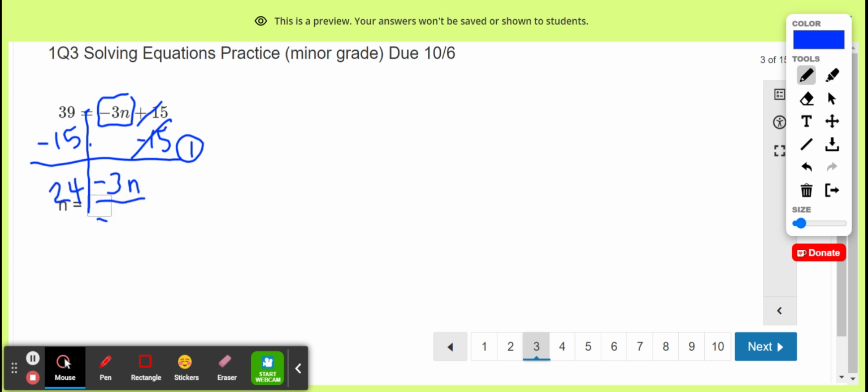We're going to divide both sides by negative 3 to cancel the multiplying of the variable by negative 3. And then after step 2, 3 divided by 3 is 1. Negative divided by negative is positive. And we solve with n by itself. And 24 divided by 3 is going to be 8. And a positive divided by a negative will stay negative.